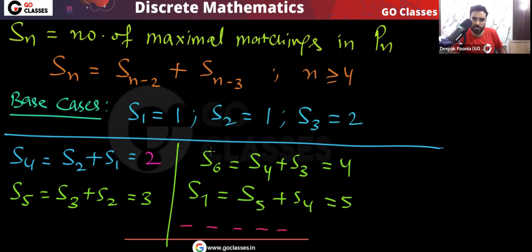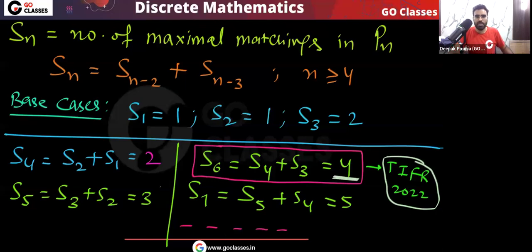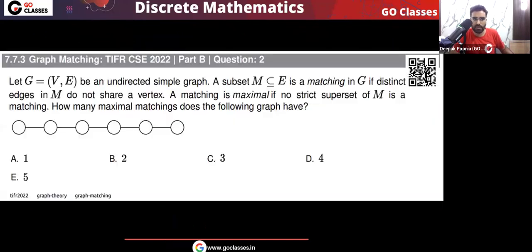Now, did you notice one thing? This was our TIFR 2022 question. In the path graph on 6 vertices, how many maximal matchings are there? Okay, and the answer will be 4. In the path graph on 6 vertices, the number of maximal matchings will be 4. Okay, so you can see the answer will be 4.